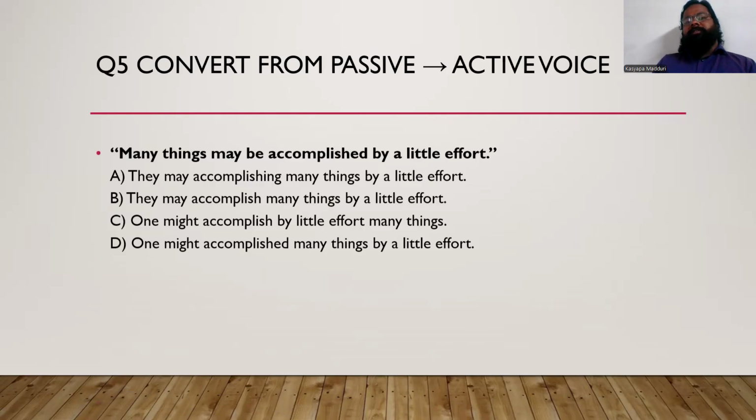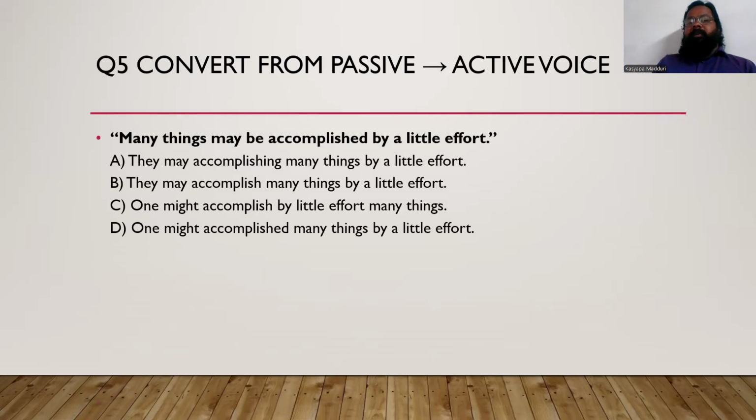Now, this is convert from passive to active voice. This is going to be a very tricky question. Many things may be accomplished by a little effort. Now, this is a passive sentence. According to our formula, after by, it should be the subject. But here they gave a little effort. So is the phrase by a little effort referring to the subject, or is it just an additional phrase that has been given to us to confuse us?